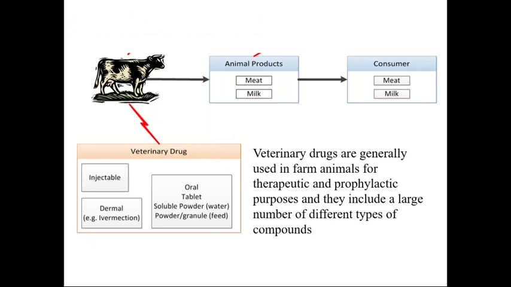antibiotics. If you look at veterinary drugs and antibiotic residues, veterinary drugs are generally used in farm animals in the form of injectable doses or dermal doses, or they are fed directly as oral tablets, soluble powder, or granule feed. From the animal, it comes into the animal product, which is either the meat or the milk. And then the human eats the meat and the milk. So indirectly, the residues enter the human body.